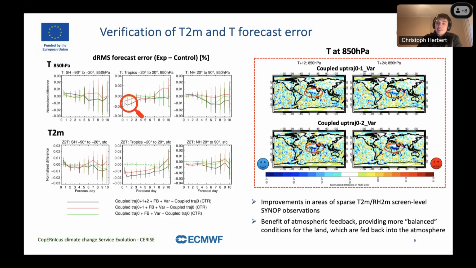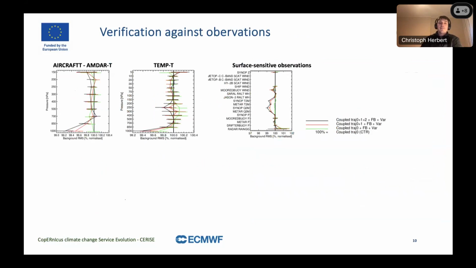So we have improvements in this sparse area, and this is the benefit of feeding the atmosphere back to the land, balancing it, and then feeding it again back to the atmosphere.